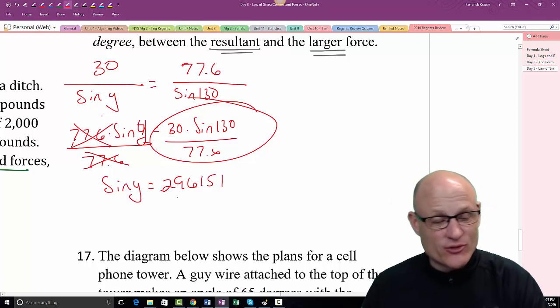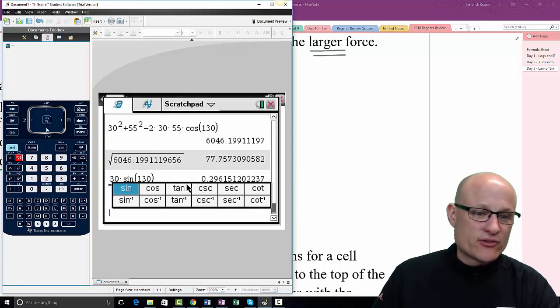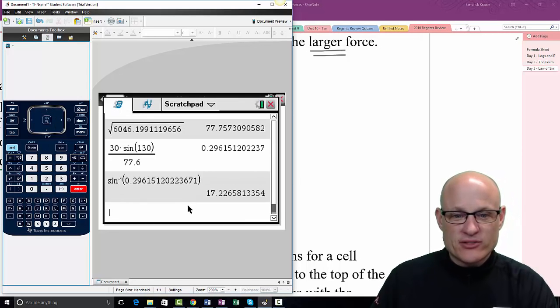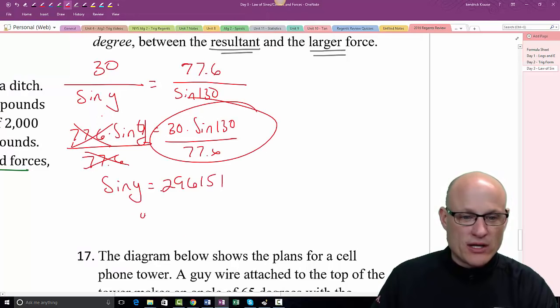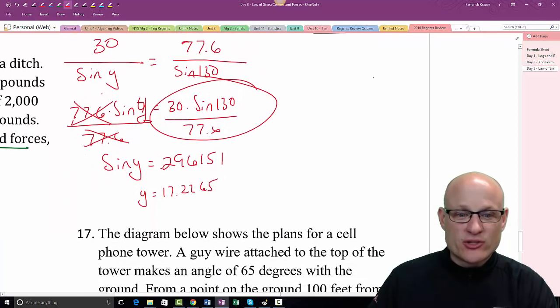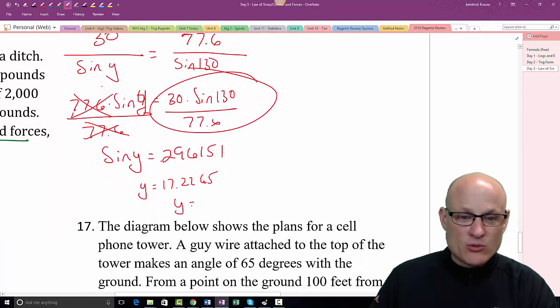Last step is always inverse sine. So I'm going to do inverse sine of that mess. And we get 17.2265. Y equals 17.2265. Rounded to the nearest degree, y equals 17 degrees.